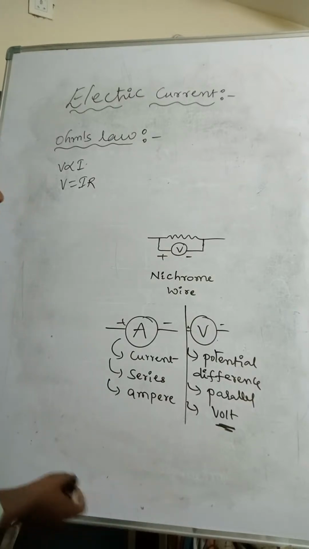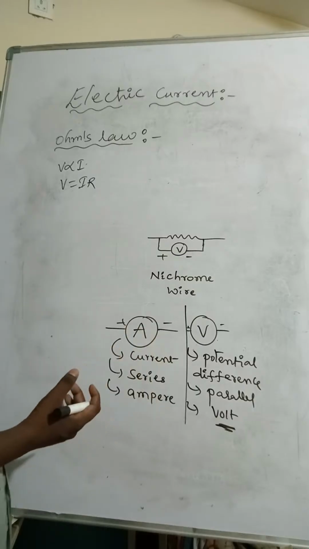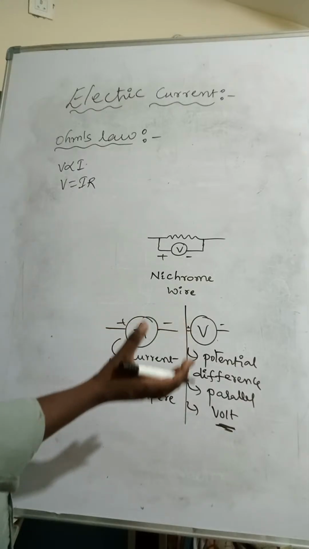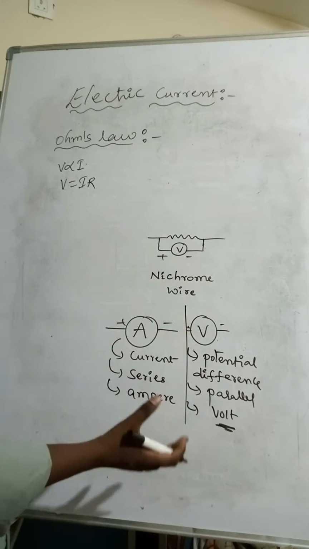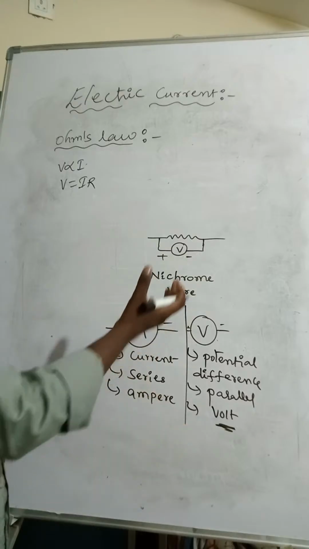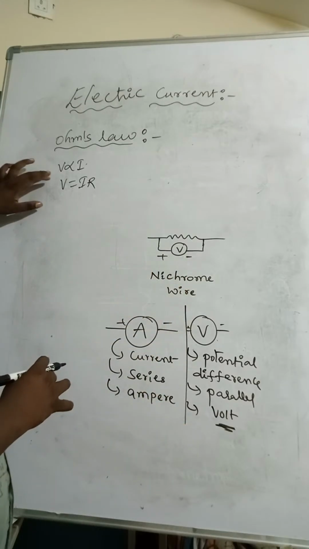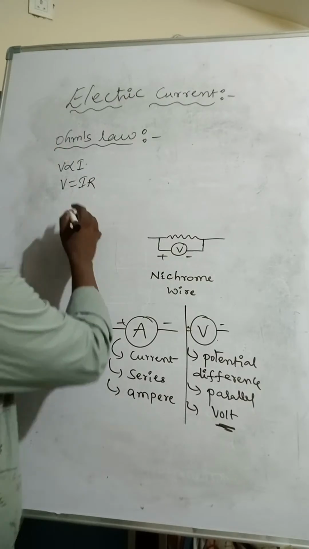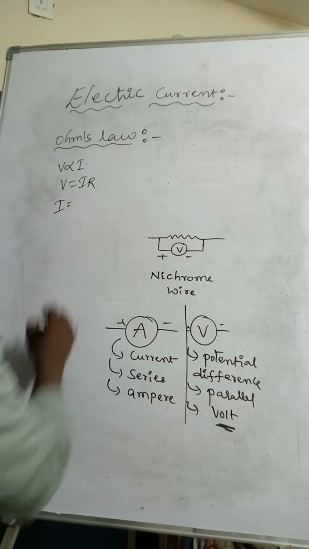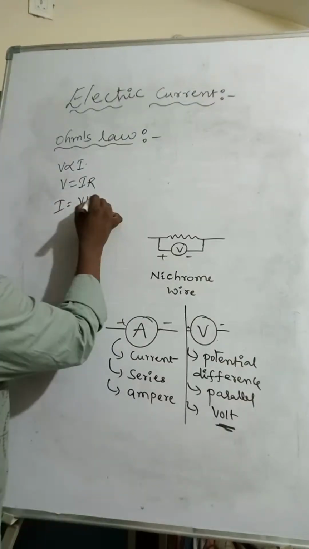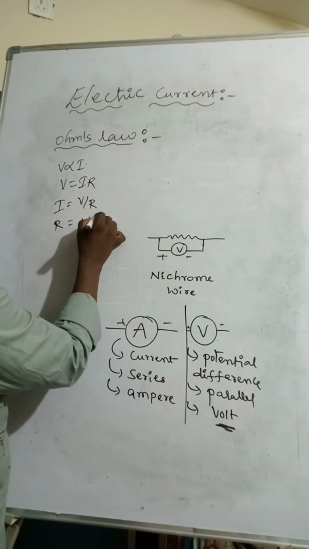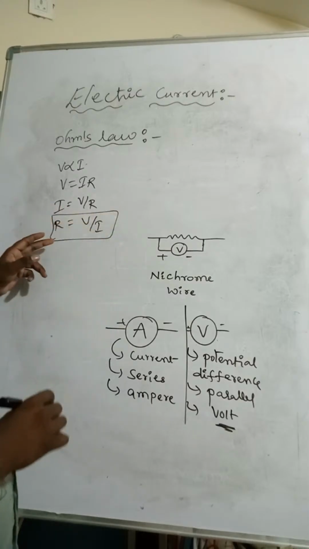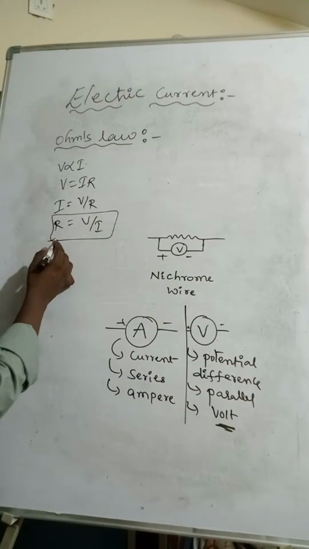The potential difference across a metallic wire, or between two points, is directly proportional to the current flowing through it. V is directly proportional to I, so V equals IR. From this, R equals V by I. So Ohm's law gives the definition of resistance.